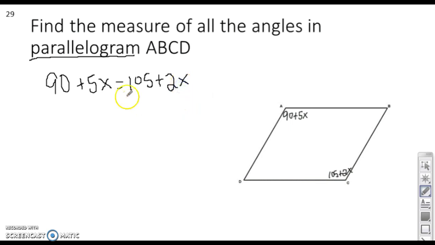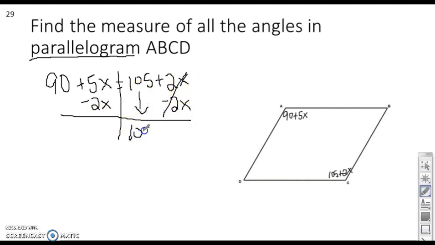And then I'm going to solve for x. So I'm going to subtract two x's from each side. Those would cancel. I would bring the 105 straight down. I would bring my 90 straight down. And then 5x's minus 2x's would give me 3x's.